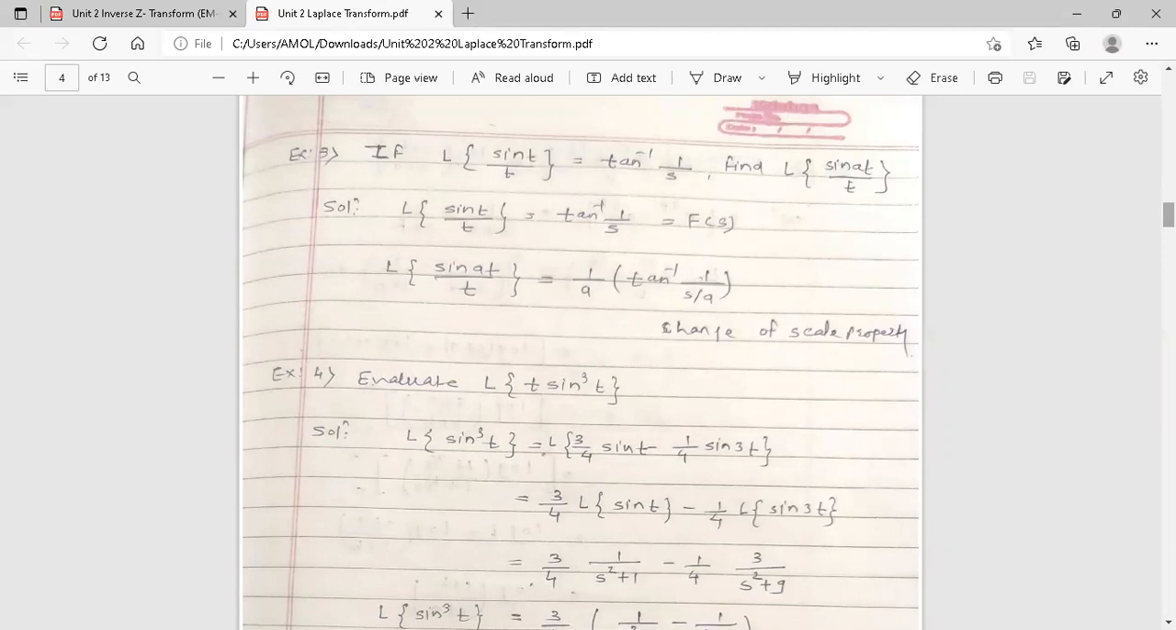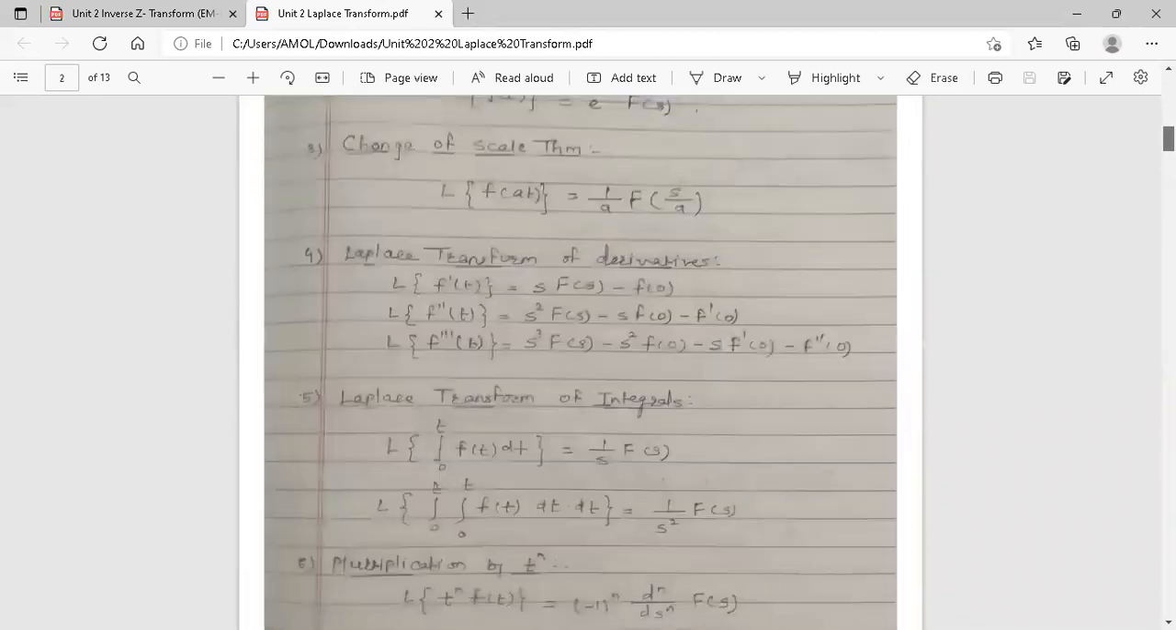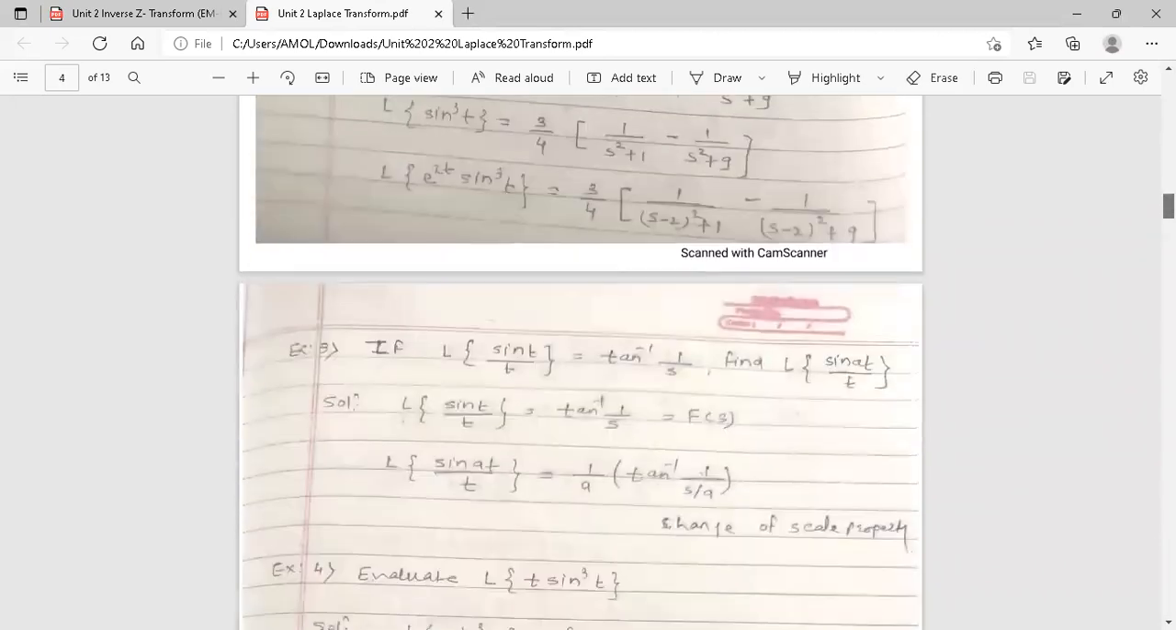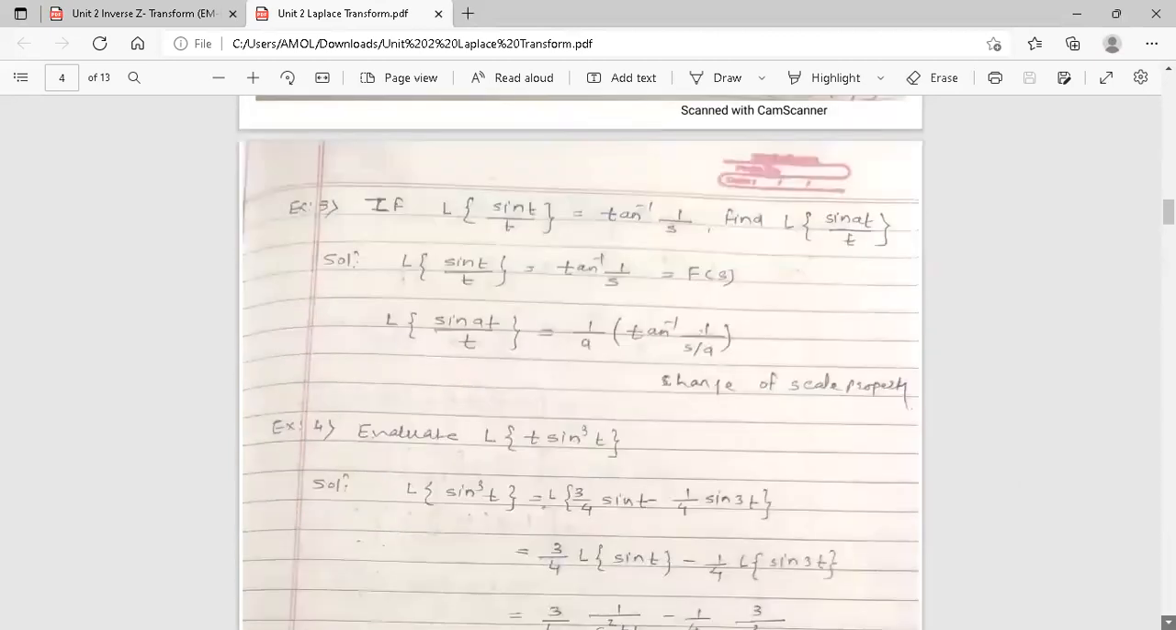Change of scale property. What is the change of scale property here? Laplace of f of a t is equal to 1 upon a into f of s by a. In f of s, you replace s by s upon a, if the coefficient of t is a. So we are doing the same thing here. In place of t, there is a t, meaning this function is f of a t. Then you replace every term of s by s upon a. So this is your f of s. So replace the term of s by s upon a here and multiply the complete term by 1 by a, using the change of scale property. So we are using the change of scale property here.